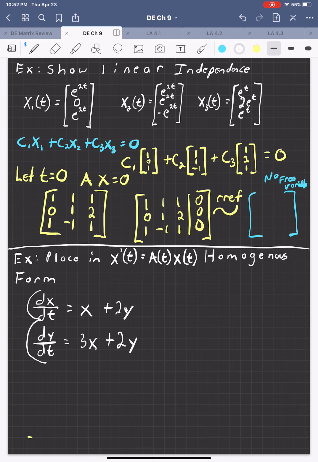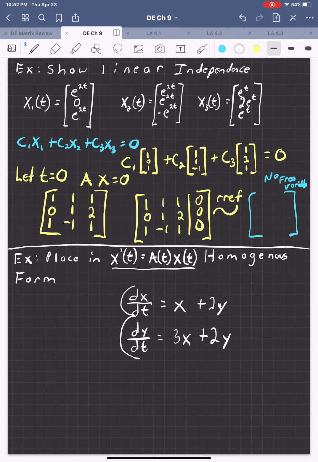So we want to place, given the following system of differential equations, we want to place it in the following form. Okay. So the way you want to think about this, and actually I'm going to write underneath the system, I think it'll be easier for you to spot exactly how we're going to think about this.